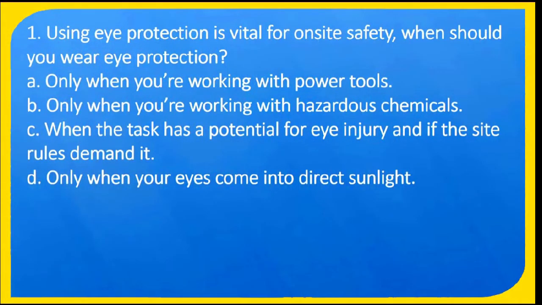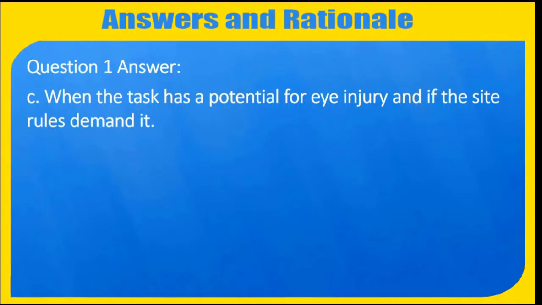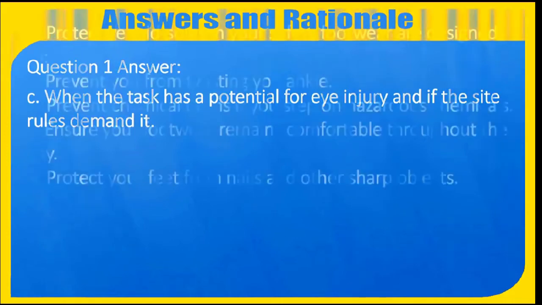Question 1. Using eye protection is vital for on-site safety. When should you wear eye protection? A. Only when you're working with power tools. B. Only when you're working with hazardous chemicals. C. When the task has a potential for eye injury and if the site rules demand it. D. Only when your eyes come into direct sunlight. Question 1. Answer. C. When the task has a potential for eye injury and if the site rules demand it.